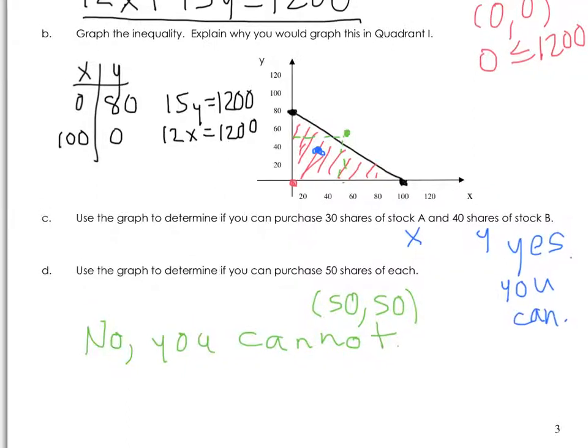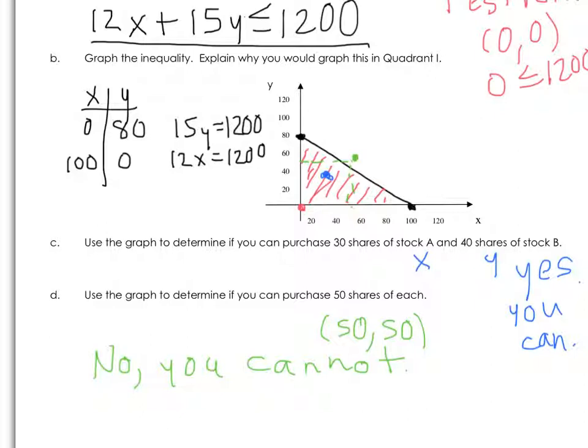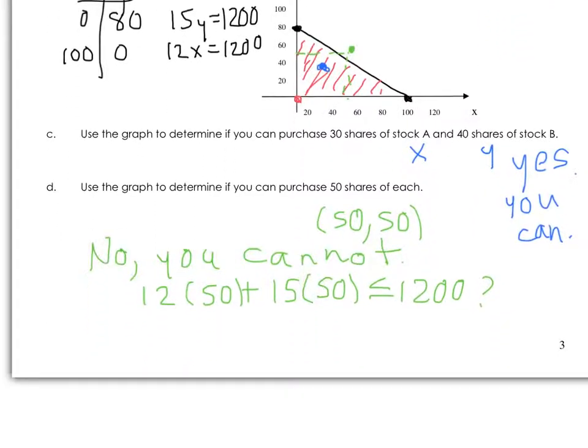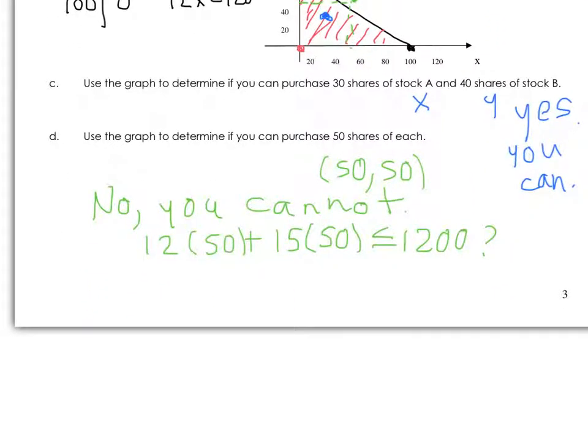So, gosh, I wish there was some other way that we could figure out if that really is not a part of the answer. We have our equation: 12x plus 15y is less than or equal to 1200. Can we substitute (50, 50) into our equation and find out, is that less than or equal to 1200? According to the graph, we don't think it is. We think it's greater than 1200. But it won't hurt us to try.